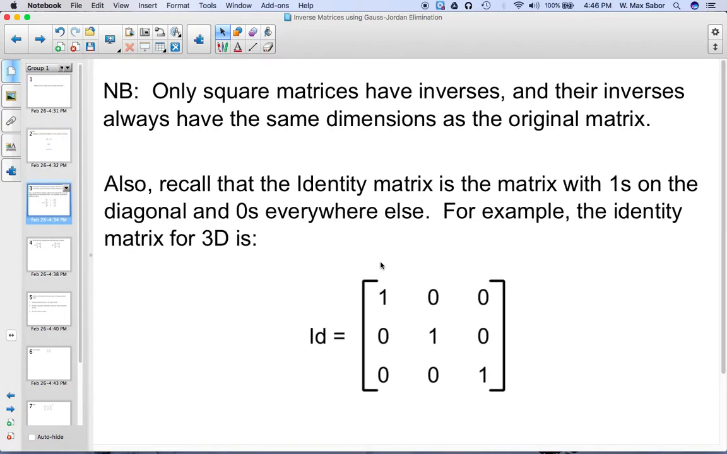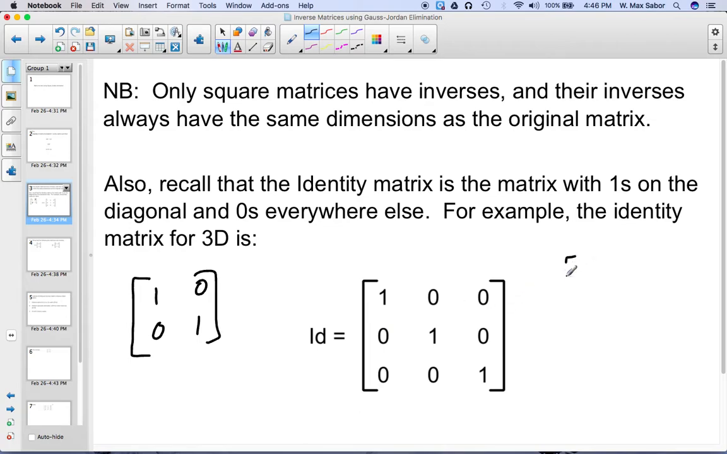As a reminder, the identity matrix is this matrix with ones on the diagonal and zeros everywhere else. This is the three-dimensional identity matrix. You could also have a two-dimensional identity matrix that would look like this. You could have a four-dimensional one and just have ones, one, one, one, and zero everywhere else.